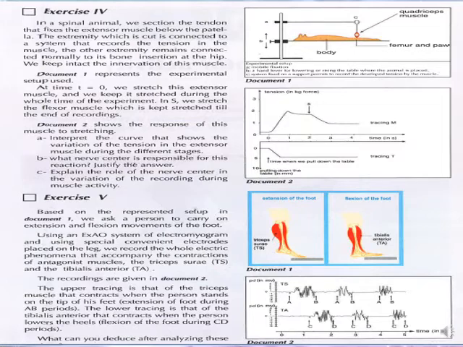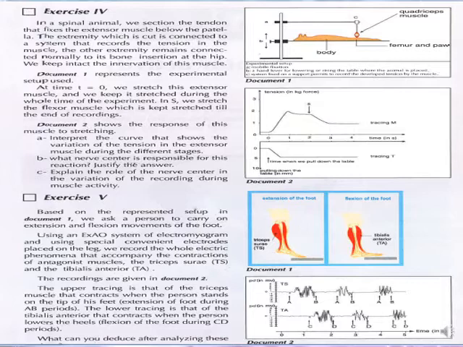Here we move to exercise 4. In exercise 4, in a spinal animal, we section the tendon that fixes the extensor muscle below the patella. The extremity which is cut is connected to a system that records the tension in the muscle. The other extremity remains connected normally to its bone insertion at the hip. We keep intact the innervation of this muscle. Document 1 shows the experimental setup used.